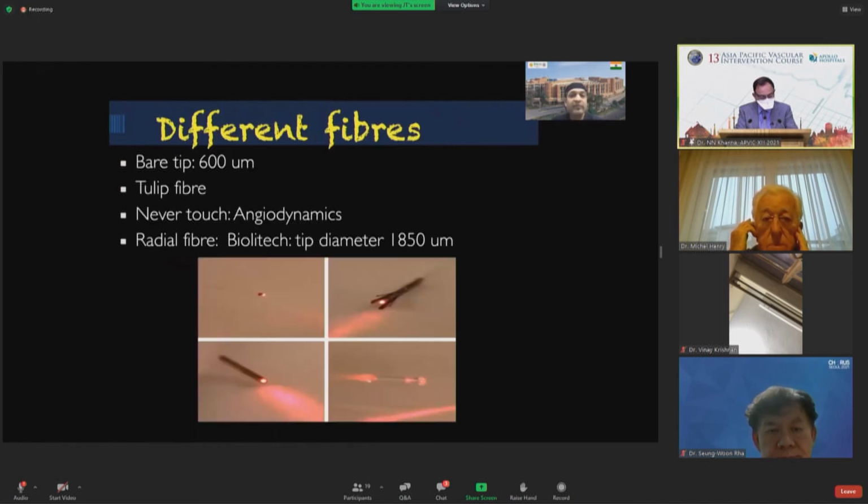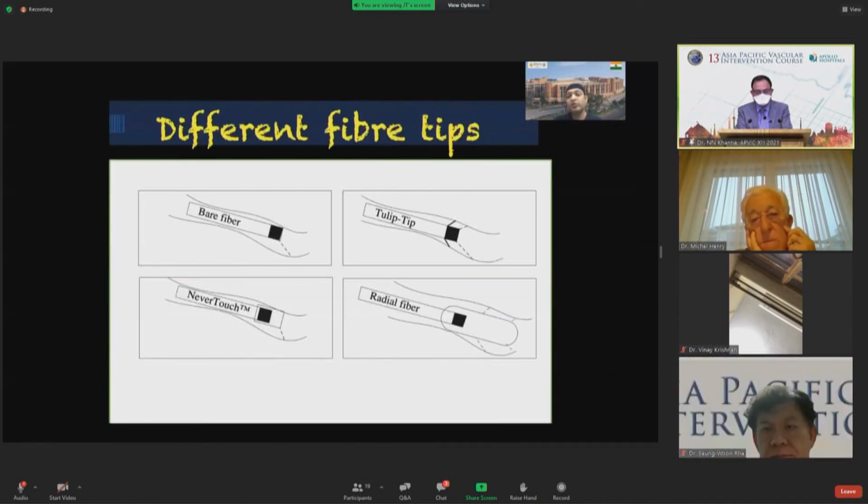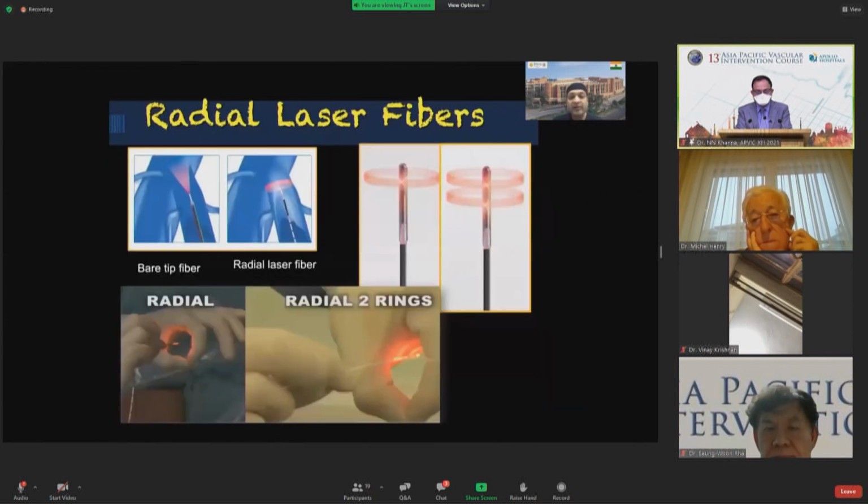There are various different types of fibers which you can use, and this is the magnification of the fibers. You can see there are prisms 6 millimeters apart, and they are 1850 micrometers in external diameter. So this is a dual radial fiber. You can use a bare fiber, a radial fiber, a single radial double ring. Then there is a new fiber called a 5-ring fiber from Neo Laser.